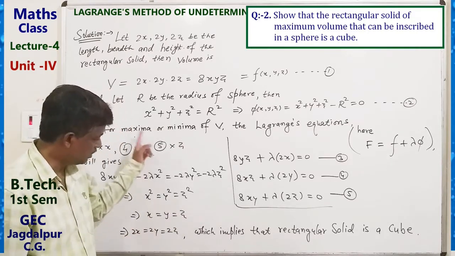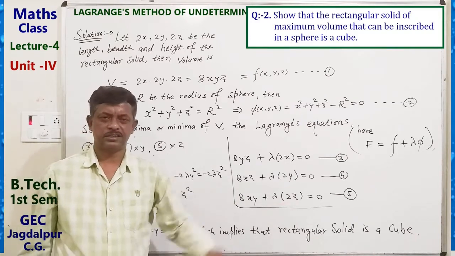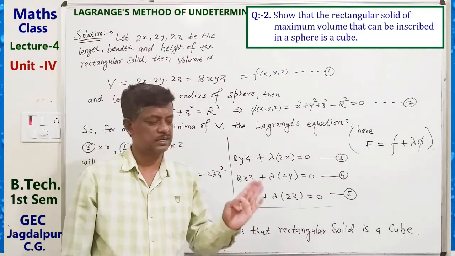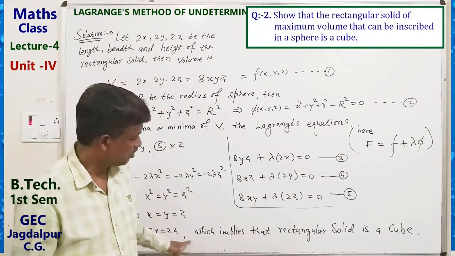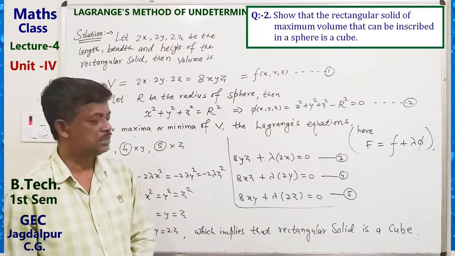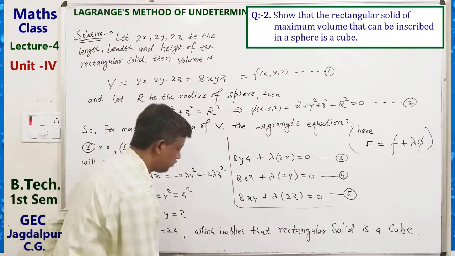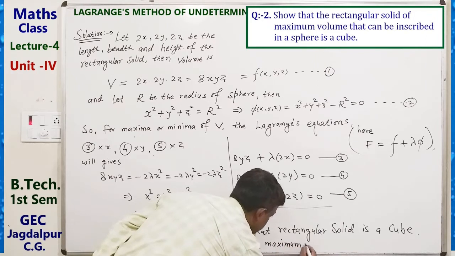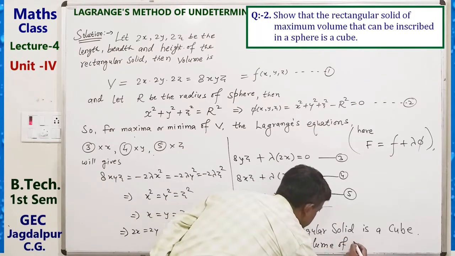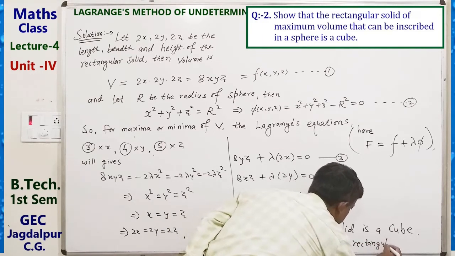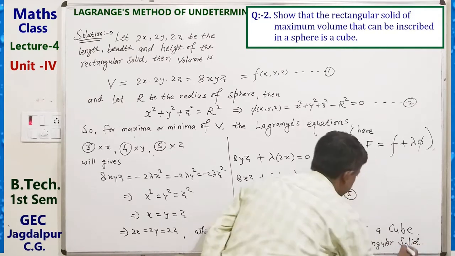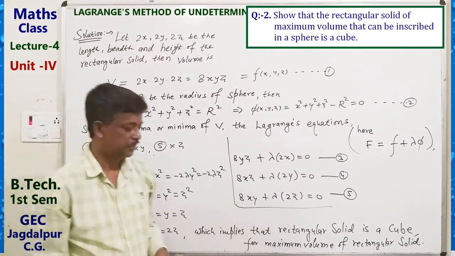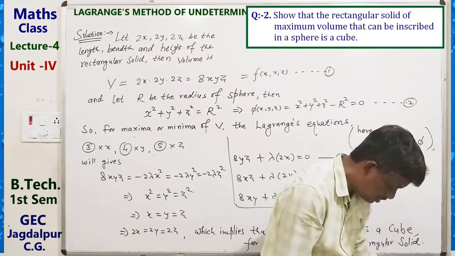Okay, for finding stationary points we use this, and then you can discuss about it. For maximum volume, if z is equal to 0, then the rectangular sheet volume will be 0. If z increases, then the volume will increase. So for maximum volume, the rectangular solid will be a cube, which implies that the rectangular solid is a cube for maximum volume. Okay. Now take another question.